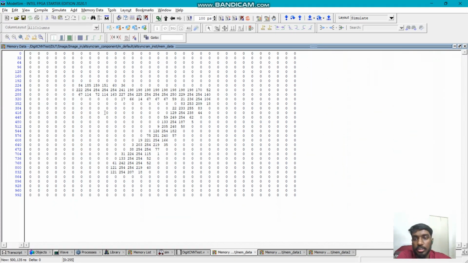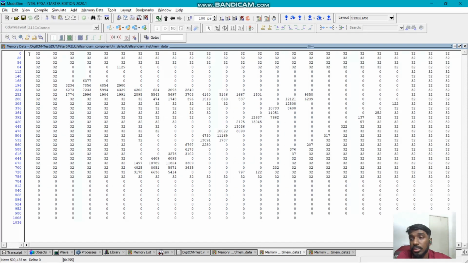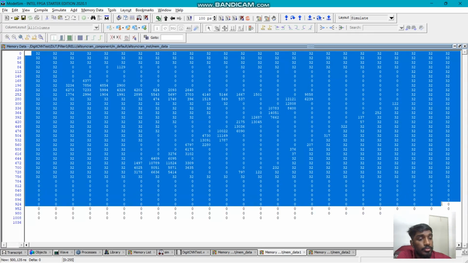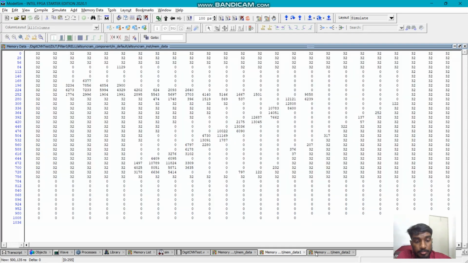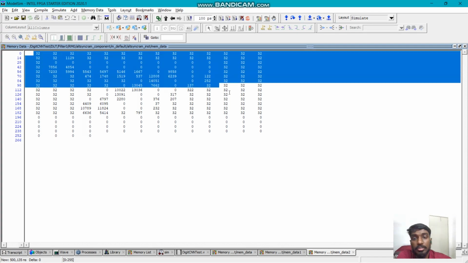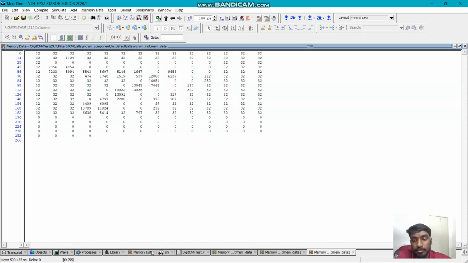This is the input image from the ROM. This is the feature, the ReLU output stored in the RAM. This is the max pooling output stored in the RAM.